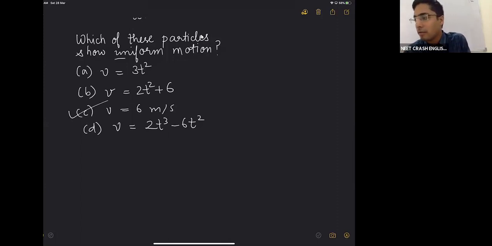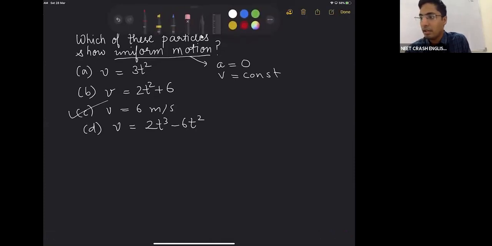Uniform motion means acceleration has to be 0 or v has to be constant. Now, in each of the first three, v is not constant because it depends on time. And hence, these three are not uniform motion. But in the third one, v is constant, 6 meters per second.